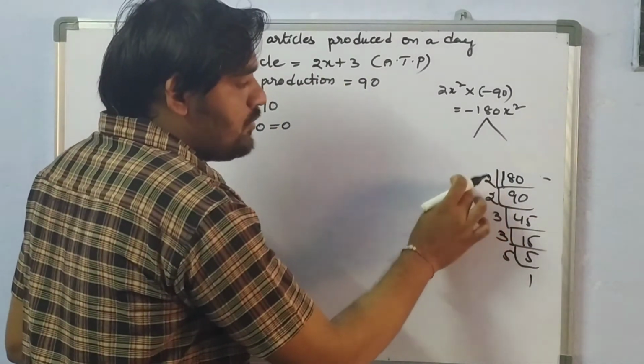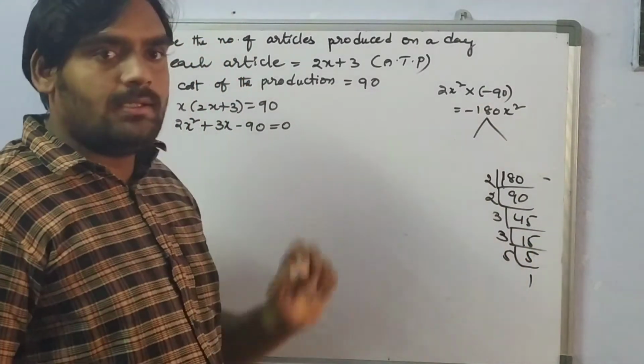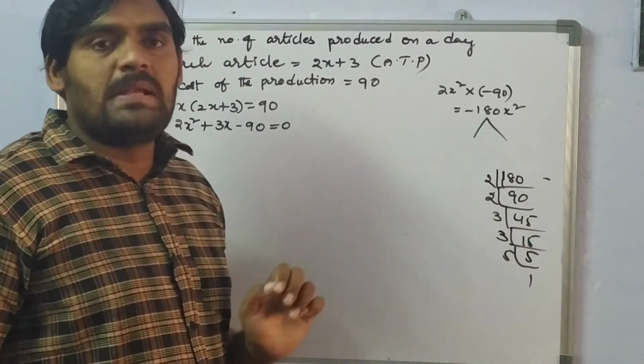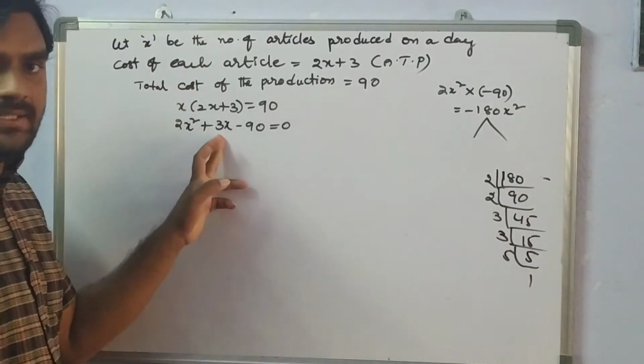So here, next, 2 2s are 4. 4 into 45, we are getting 180. Minus 4 into plus 45, we will get minus 180. But the sum is not equal to plus 3.